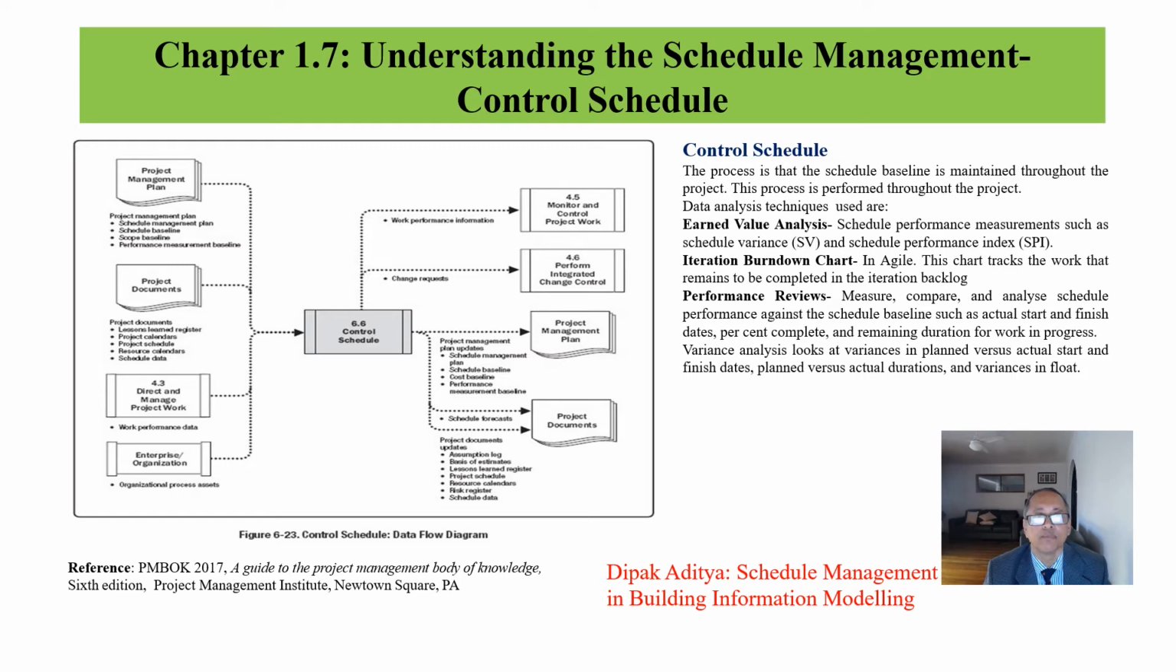Control schedule. It results in a schedule baseline. Conduct earned value analysis, where schedule variance and schedule performance index are measured to review the schedule performance. A schedule variance gauges how much the actual work is deviating from the planned schedule, while a schedule performance index is the ratio of performed work to the scheduled work. If the schedule performance index is greater than 1, the project is ahead of schedule. If less than 1, the project is behind schedule.